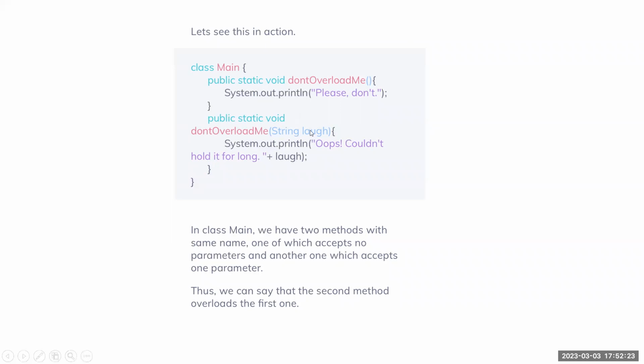Yes, the parameter that we are passing in the second method. So this is called method overloading. It is a similar kind of functionality, but there are some changes that we are making in this.